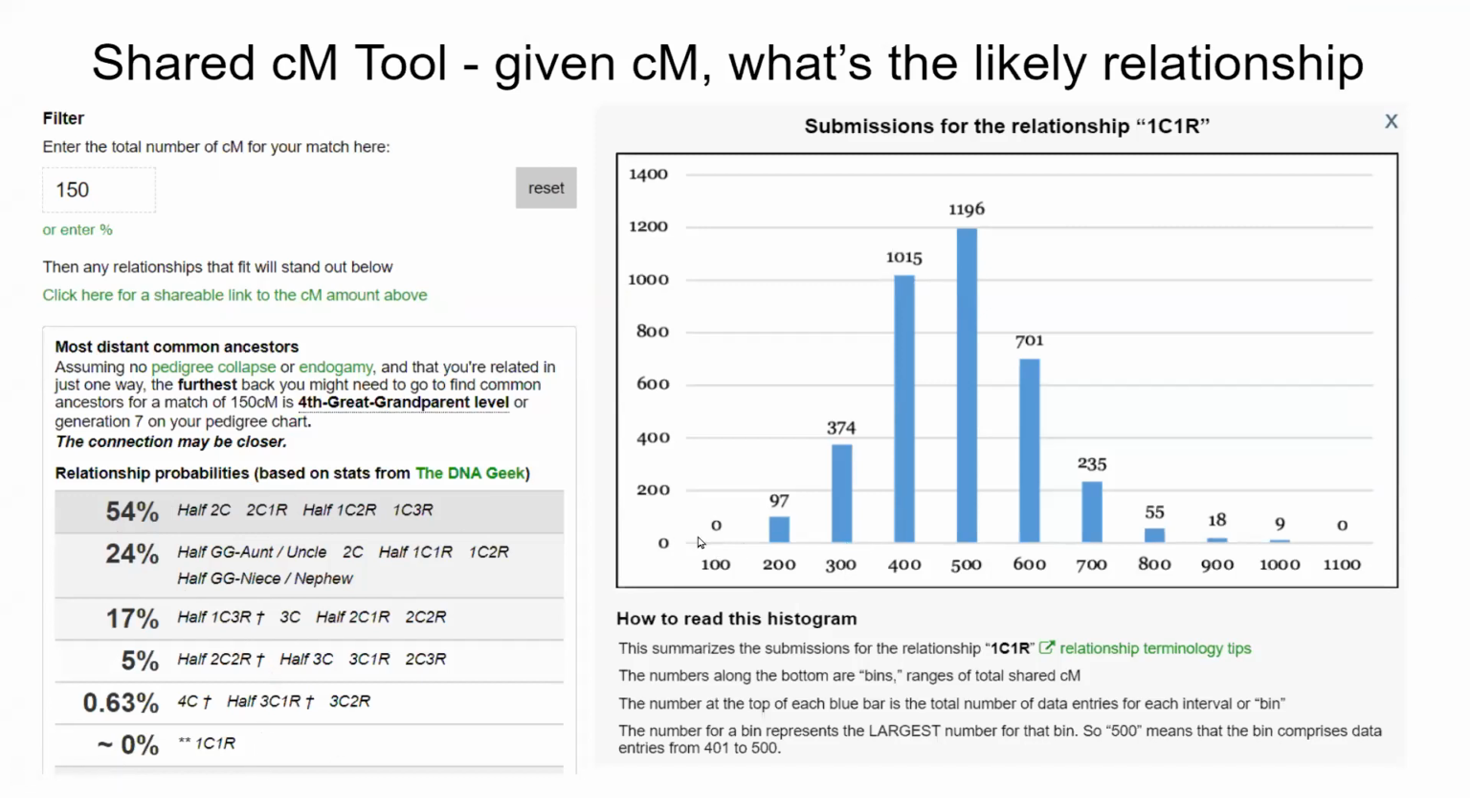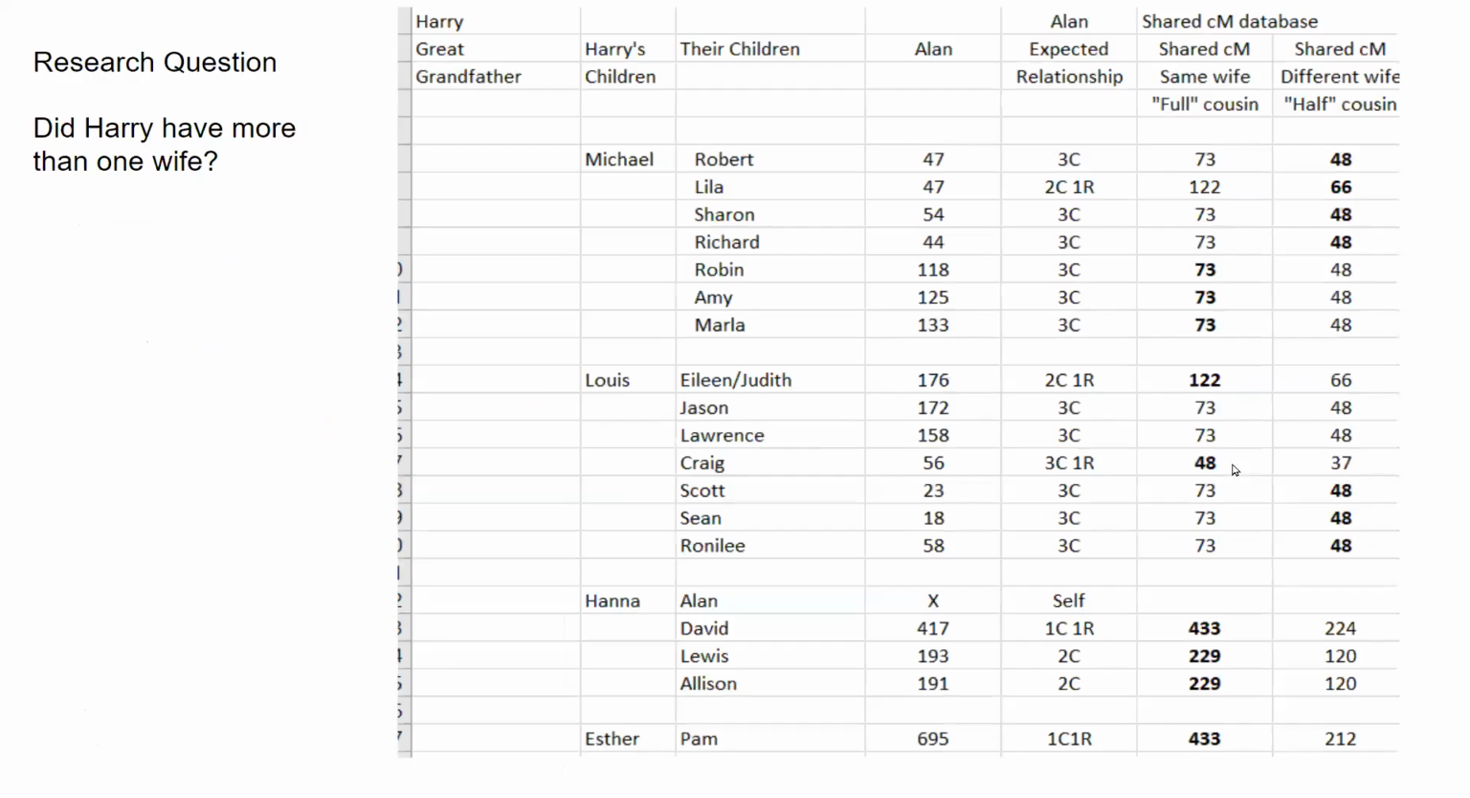And the other thing you can do is you can say, let me look at first cousin once removed. And in the statistical chart, 97 people had a relationship between 100 and 200 Centimorgans, 374 between 200 and 300, et cetera. And this is the tail of the curve up here.